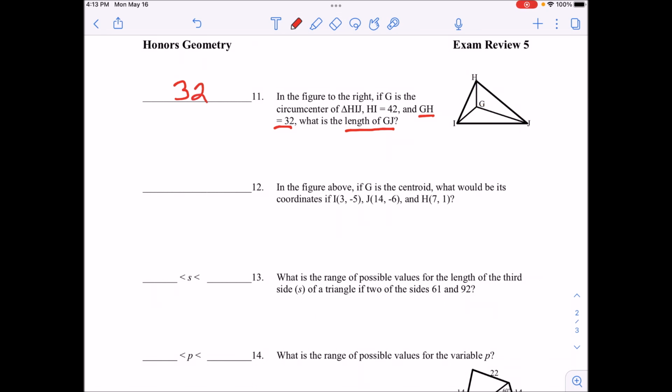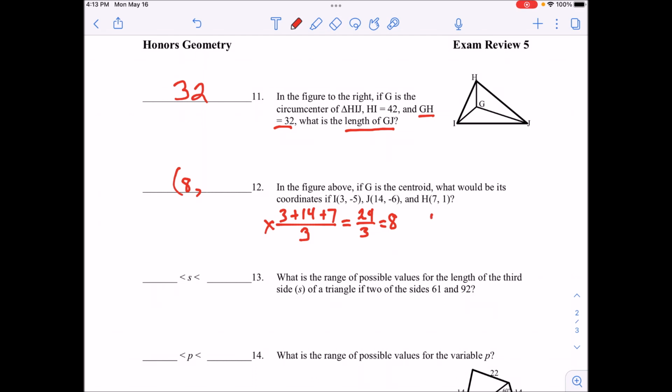Number 12. If G is the centroid, what would be the coordinates? The centroid is the center of mass, which means if I take all of my x values, the 3, the 14, and the 7, and add them together, which is a total of 24, if I were to divide those by 3, because there are 3 points, that gives me an x value equal to 8.